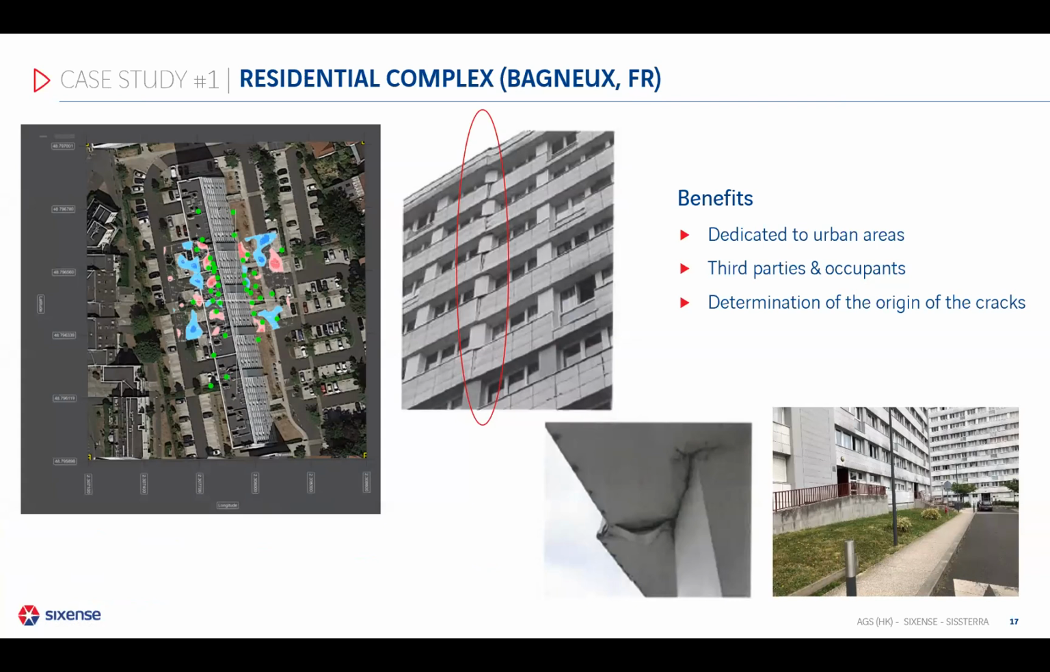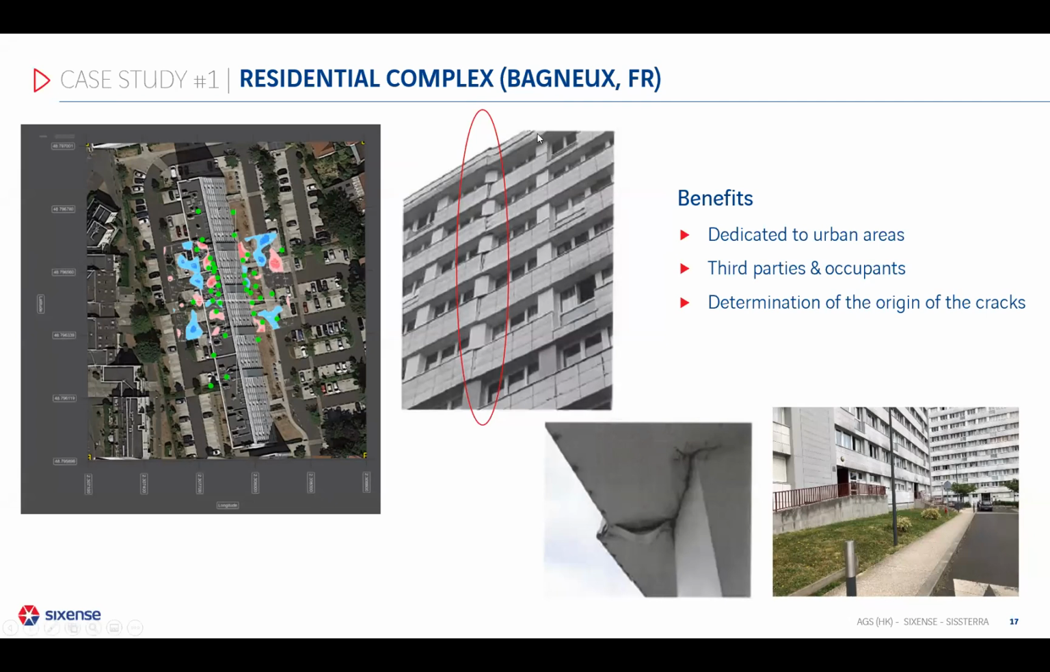This residential building is affected by major cracks, up to 10 centimeters of displacement between the 2 blocks here, as you can see on the pictures highlighted in red. So the inhabitants are still living in the building and using all the facilities, the parking lots, and so on.